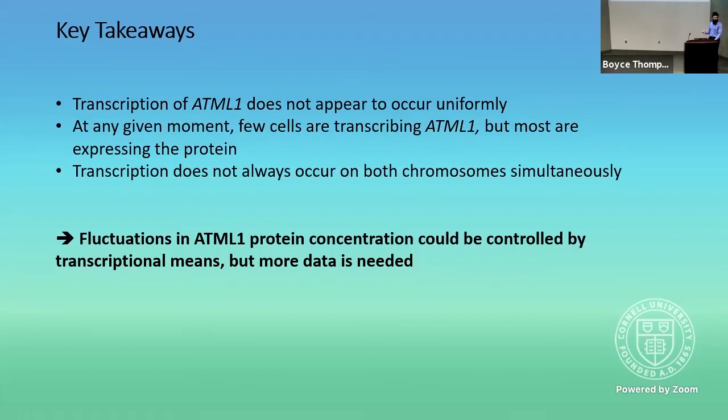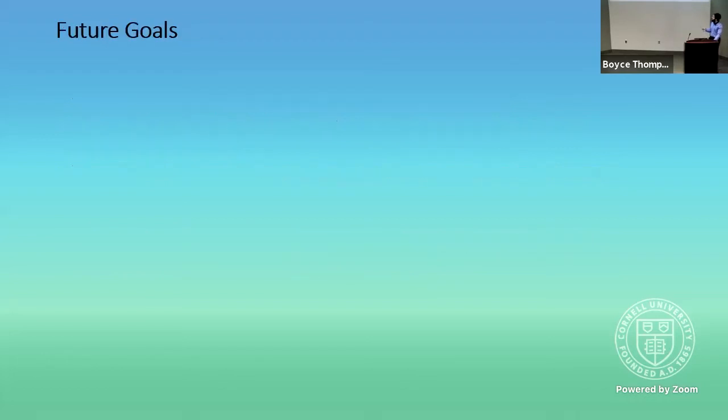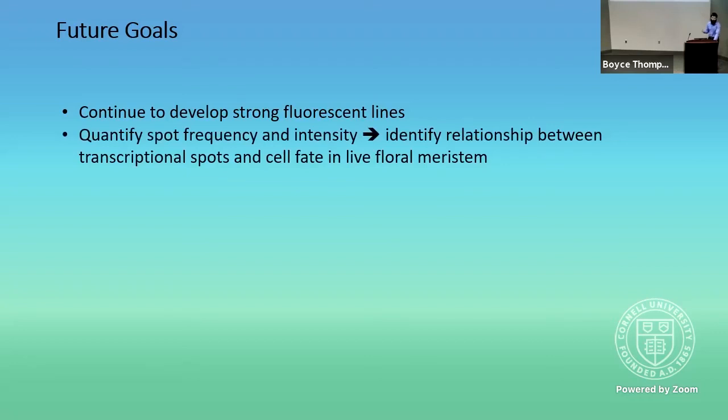We need to take time-lapse images. We need to quantify the relationship between the transcription and the concentration of ATML1 protein. And those are some of the next steps for the project. So, like I said, some of the future goals are to develop more strongly fluorescent lines and have more replicates, to be able to show that this mechanism works not in just one specific, golden individual, but in many different individuals. And once again, also to quantify the relationship between the spot frequency and intensity, to allow us to track when transcription occurs and how the concentration of ATML1 protein differs after that.